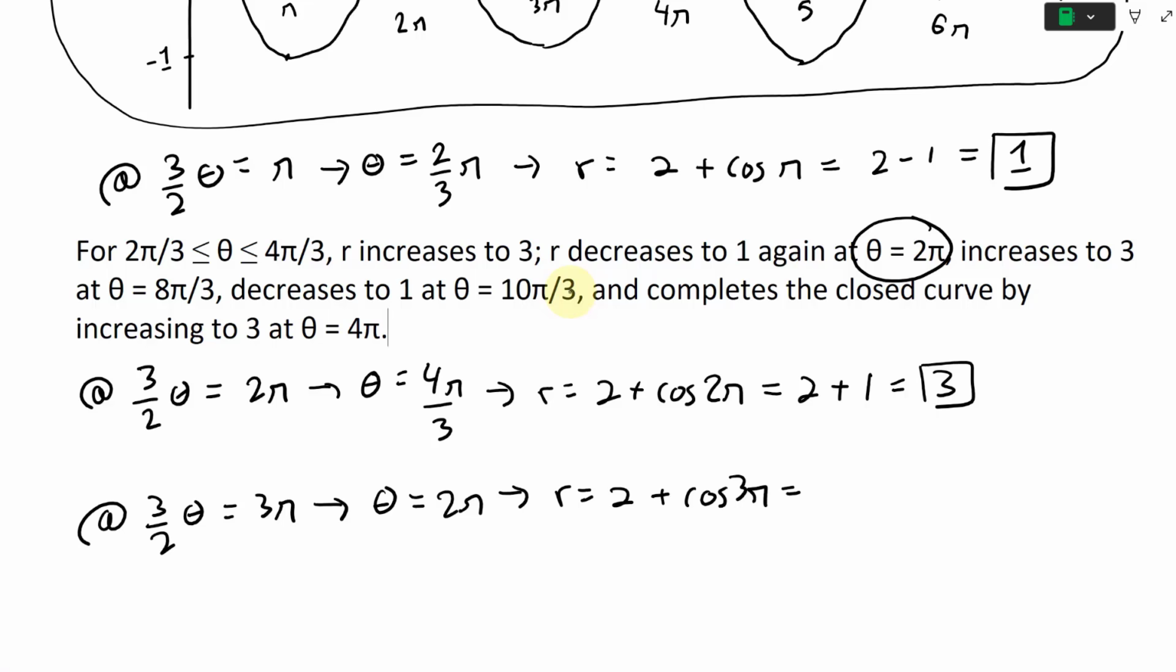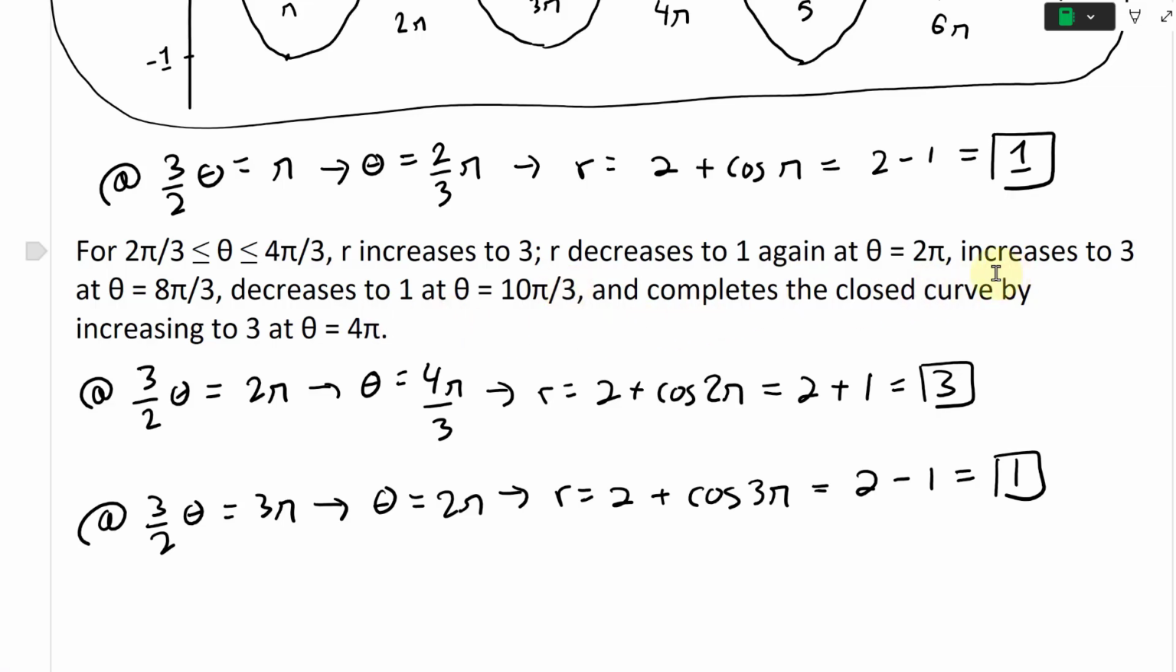Let's erase this. Now, let's erase it. This equals 2. Things are messing up. Okay, 2 minus 1 equals 1. So hence, at theta equal to 2 pi, it decreases to 1 at theta equals 2 pi. So that's what we have.